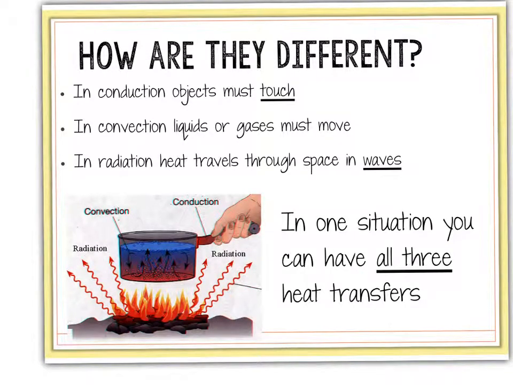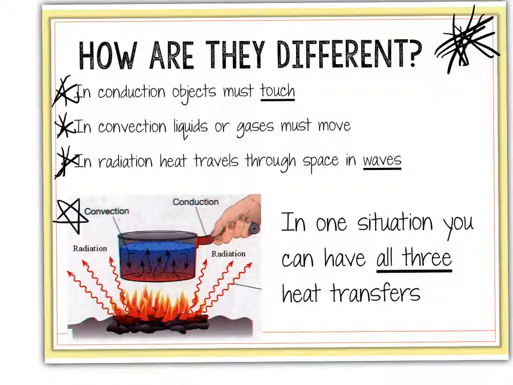So how are all three of these different? Well, the biggest one is in conduction, the objects must touch. In convection, liquids and gases have to move. And in radiation, heat travels through space in waves. I would like for you at this point to put a star here because you really need to know this information for your next quiz.